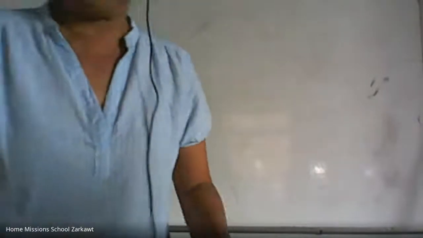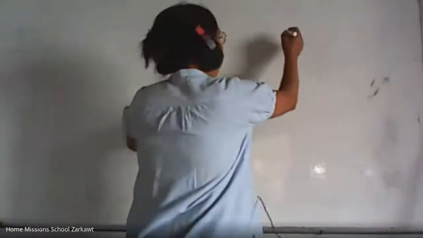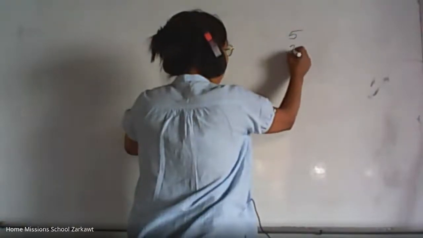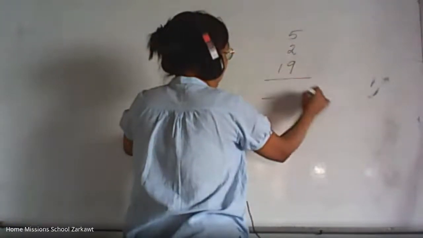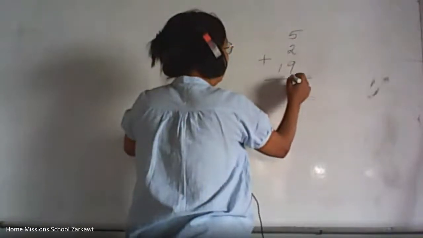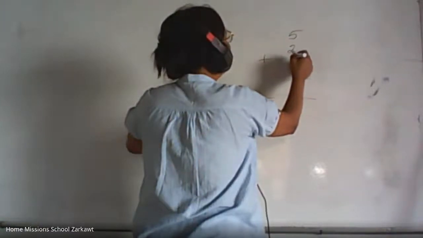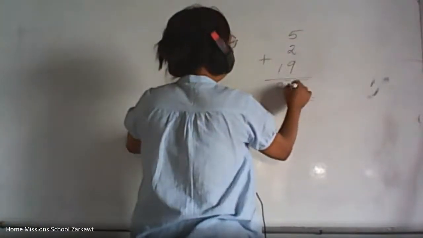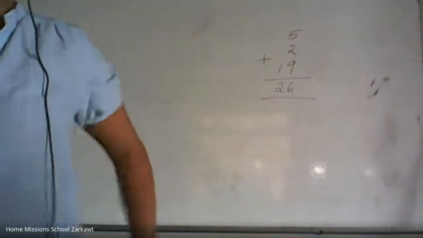So when we add together, 5 vowels, 2 semi-vowels, and 19 consonants, it comes to 26 letters. Okay, there are 26 letters in the English alphabet. So you have to know this alphabet.